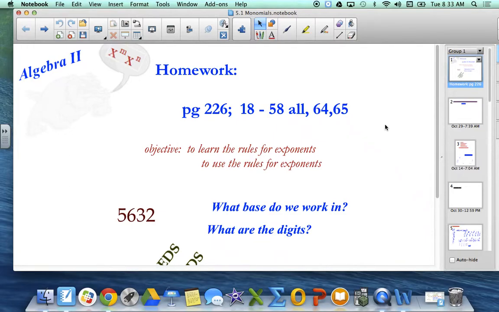Homework tonight is on page 226, 18 through 58, all 64 and 65.